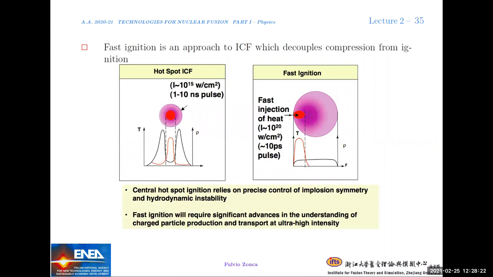Despite this, there are, let's say, novel approaches to the ignition of the inertial confinement fusion standard scheme. And there are two basically that I would like to mention. One is called the hotspot ignition and the other is the so-called fast ignition. So what are the differences?